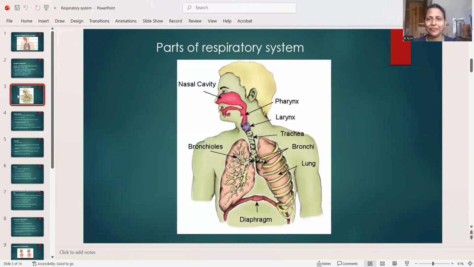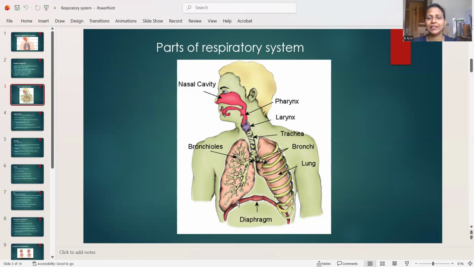First, we are going to identify the parts of the respiratory system. It starts with the nose. There are two nasal openings, and then it opens to the nasal cavity, then pharynx, larynx, trachea, bronchi, bronchioles. These bronchioles end with alveoli. These bronchioles and alveoli are positioned inside the lungs.